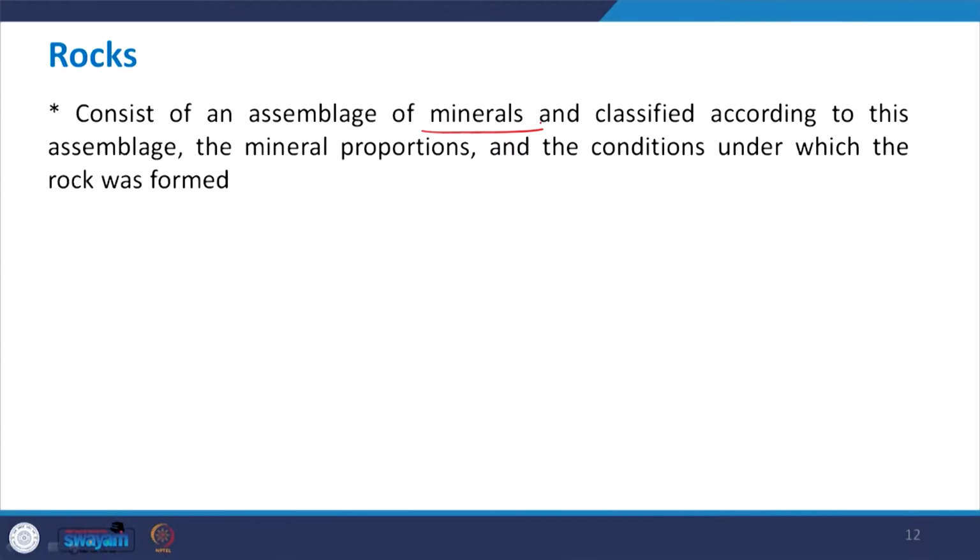Okay. Now, coming to these rocks, as I was mentioning, they are the assemblage of minerals, and they are classified according to this assemblage, their mineral proportions and the conditions under which the rock was formed. This condition under which the rock was formed is very, very important and one of the major factors deciding its properties. So, based upon the formation of the rocks, classes have been defined.